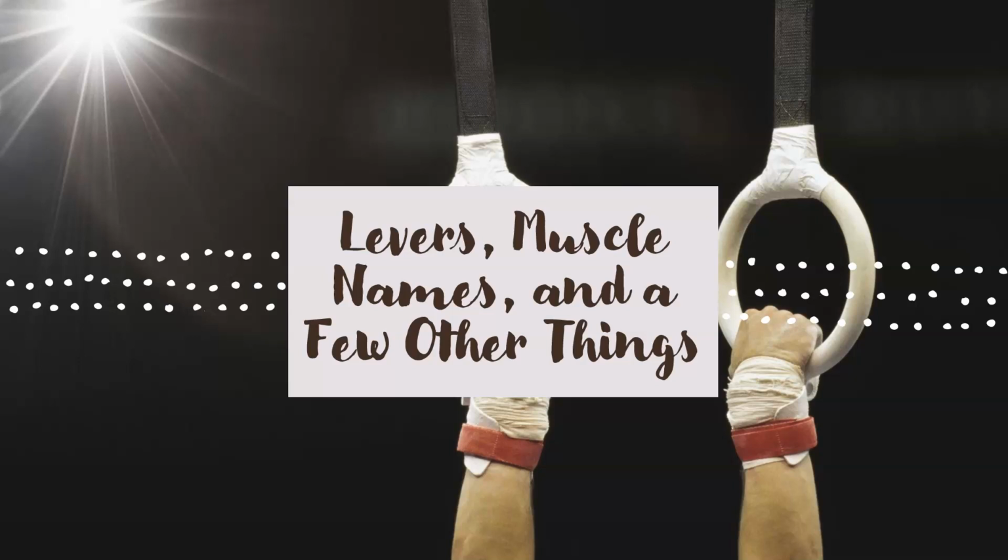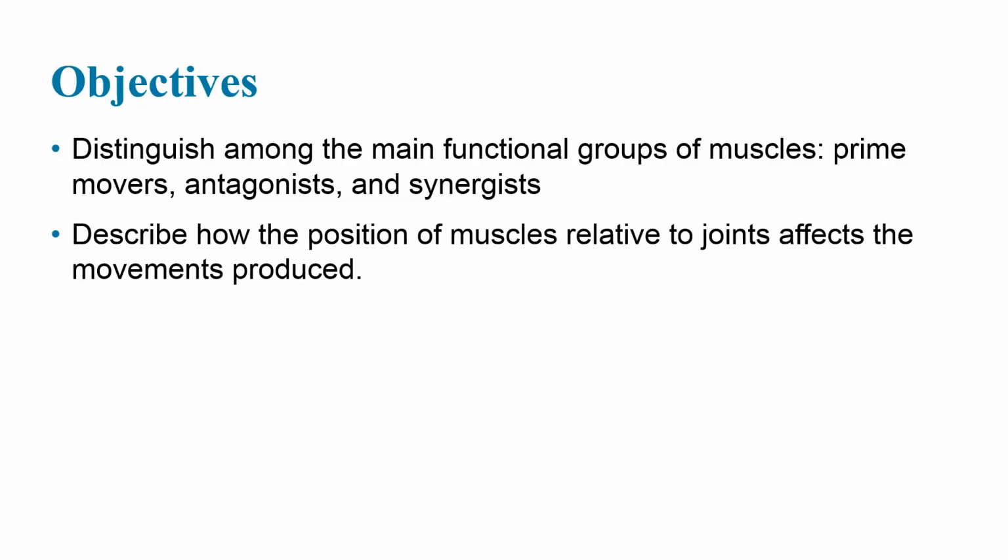This video is divided into 3 sections to cover these topics. We'll start with how muscles are grouped together by function. Your objectives for this section of the video are to distinguish among the main functional groups of muscles, the prime movers, the antagonists, and the synergists, and to describe how the position of muscles relative to joints affects the movements produced.